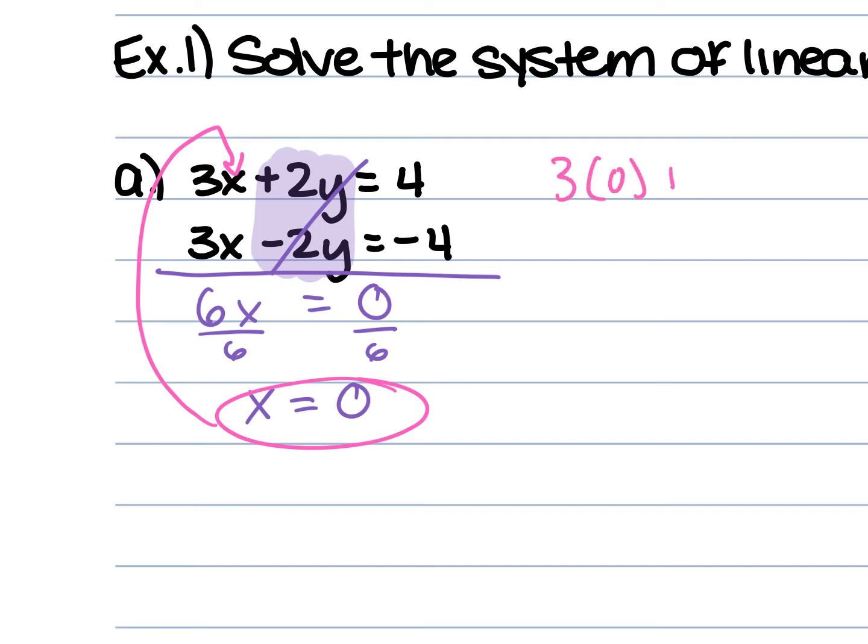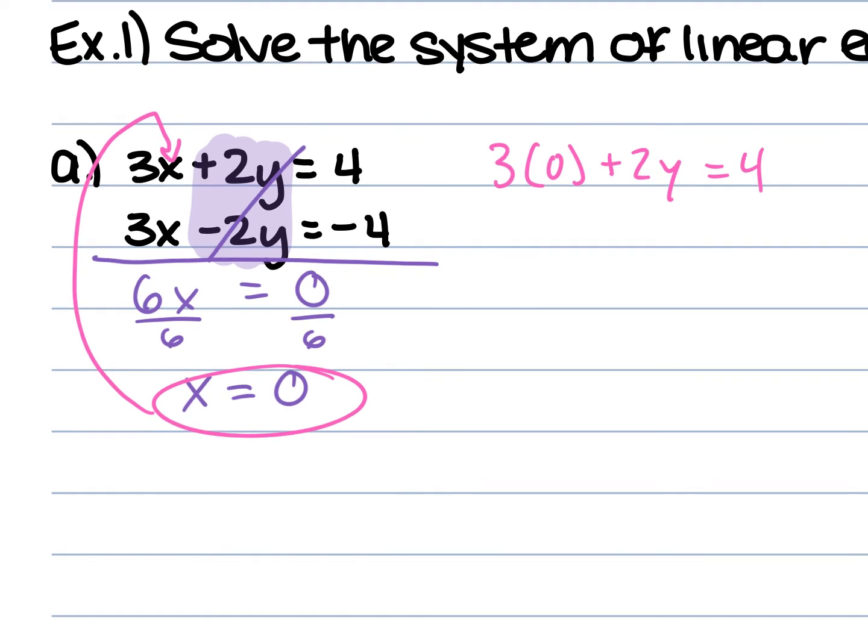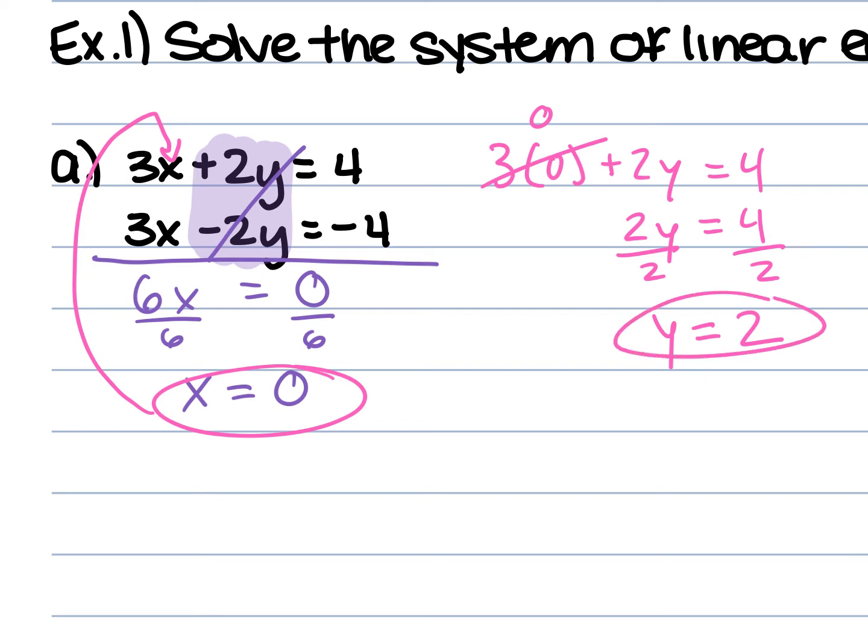So I have 3 times 0 plus 2y is equal to 4. So 3 times 0 is what? 0. So it just goes away. So I have 2y is equal to 4. What can I do next? Divide by 2. So y is equal to what? 2. 4 divided by 2 is 2. So now I have x and y. How would I write my answer? 0, 2.